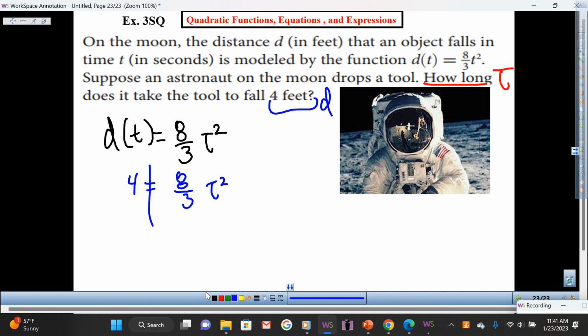And then if we use square roots, what do I multiply here to get rid of the 8/3? The reciprocal, right? So 3/8. We do that to both sides. So we end up with t squared. Of course, this becomes a 1. t squared equals 12/8. Last step. Square root, square root.